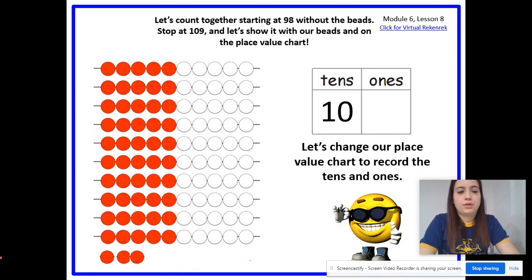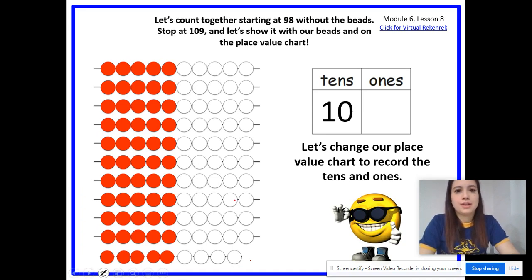Now we're going to count together. We're going to start at 98 and stop at 109. Are you ready? So 98 would be right here. Look at my pointer. We're going to count, right? And then I'm going to add beads all the way to 108. You were to 109, sorry. Ready? 98, 99, 100, 101, 102, 103, 104, 105, 106, 107, 108, 109. Very good, boys and girls.